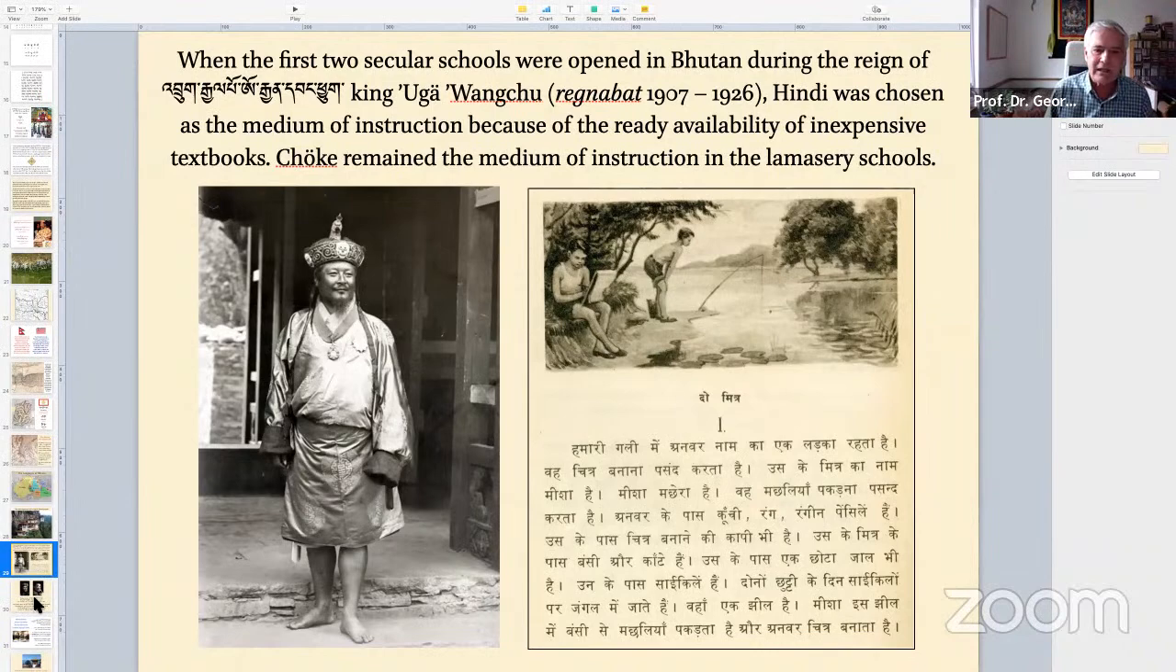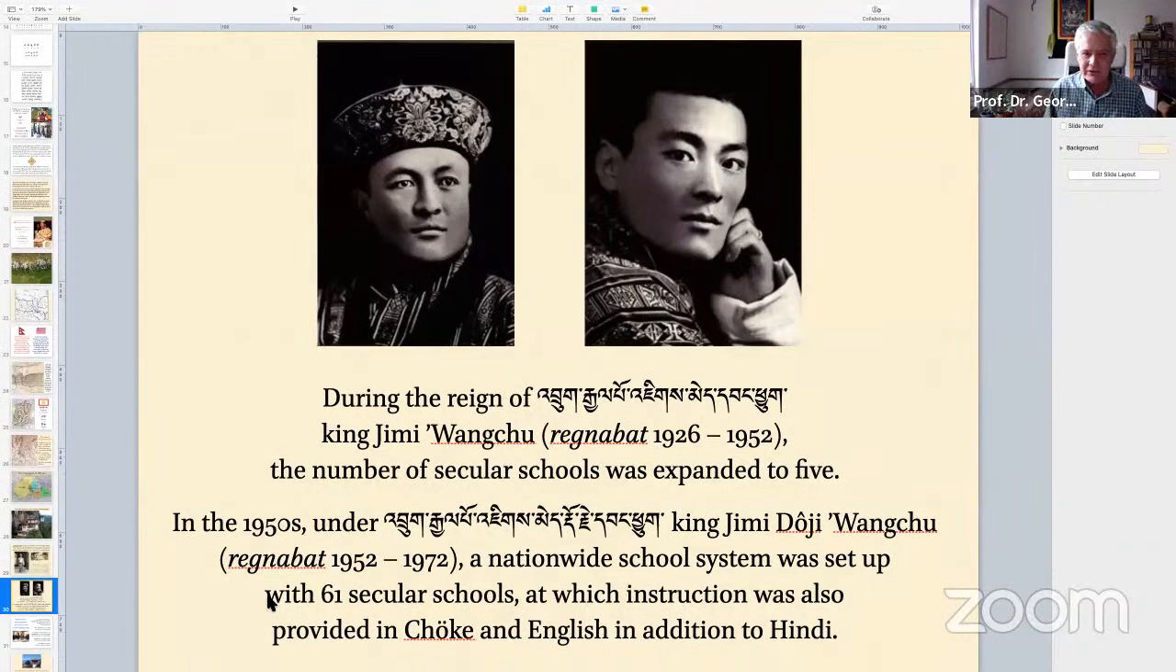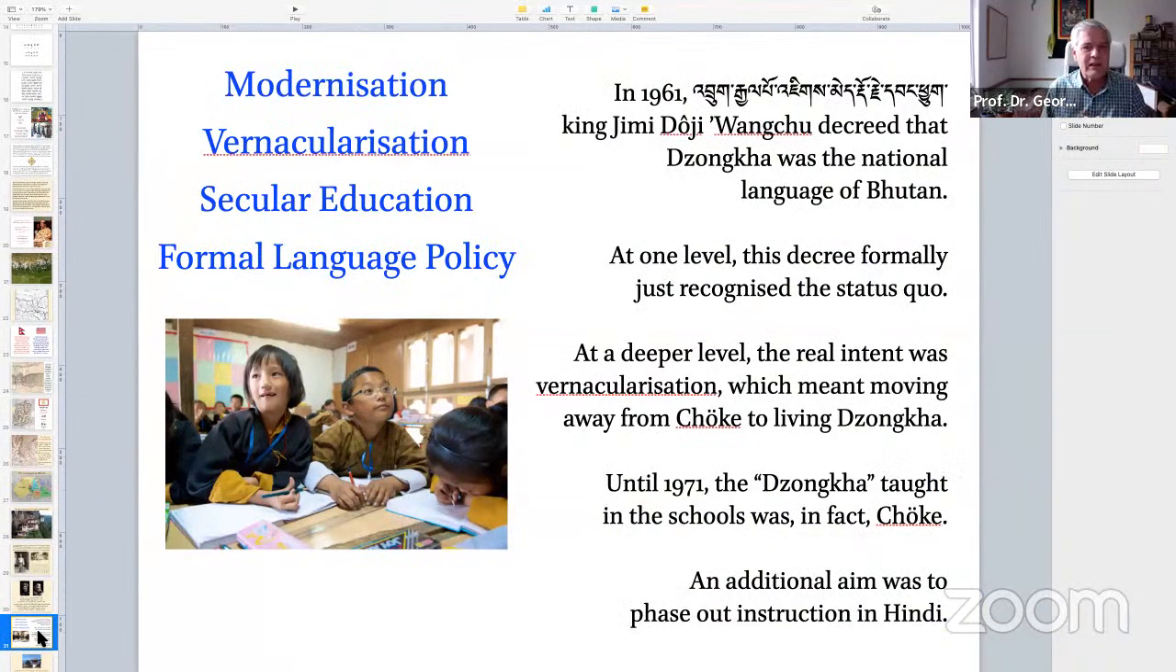Later, they expanded this number to 5 under the next king during the reign of Jigme Wangchuk, and then under the reign of His Majesty Jigme Dorji Wangchuk, they expanded this to 61 secular schools, and they also provided Sharchop and English. Later in Bhutan, they said, we declare that Dzongkha is the national language, but Dzongkha actually was already the language of administration throughout the kingdom. So they are stating something that was already the case. However, what is Dzongkha? Is Dzongkha classical Tibetan, or is it the language that is actually spoken in Western Bhutan, but not as a native language, perhaps in the East? But it is spoken in the Dzong, in the citadels, in the centers of government.